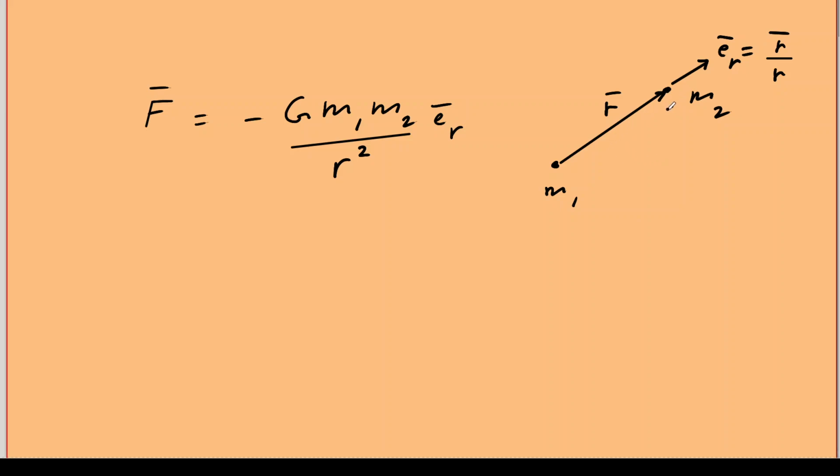And the force on m2, yeah, that's F. And can you see, there is a negative sign here, because it's in the opposite direction than the radial direction. So this is saying something about the force between a point mass m1 and another point mass m2.